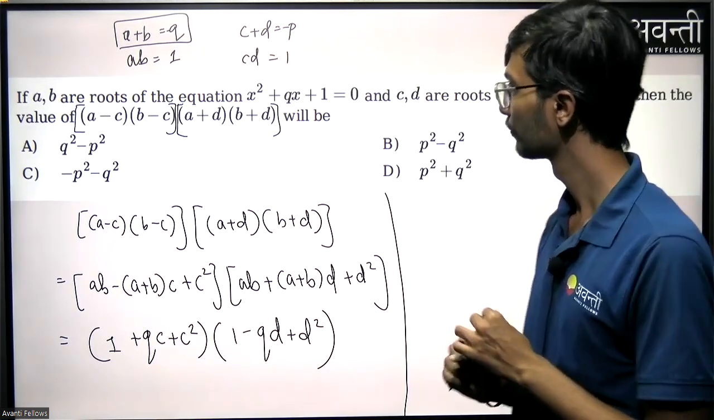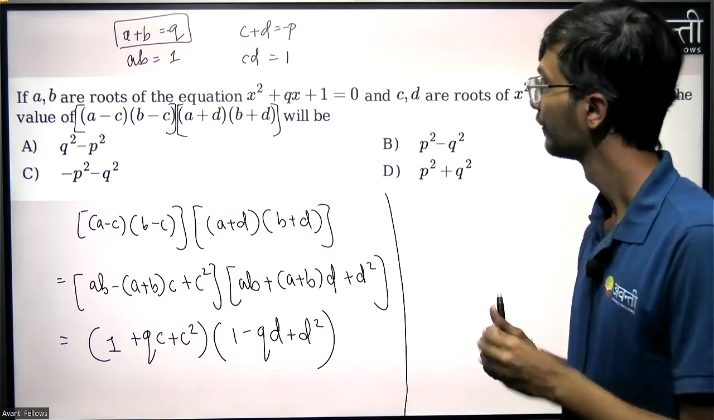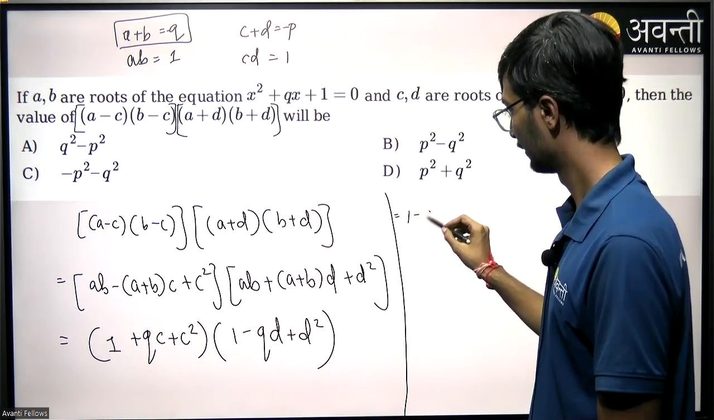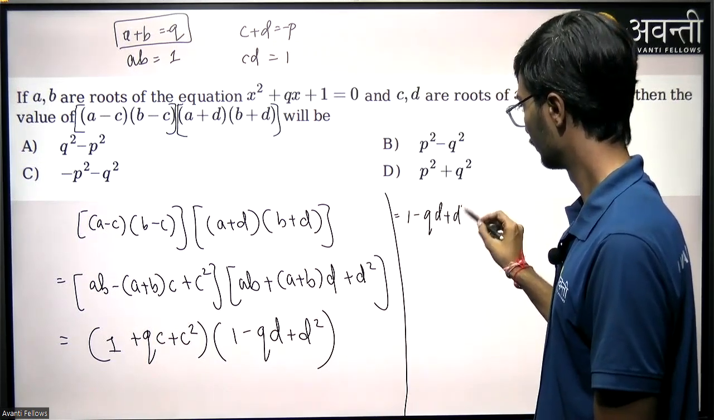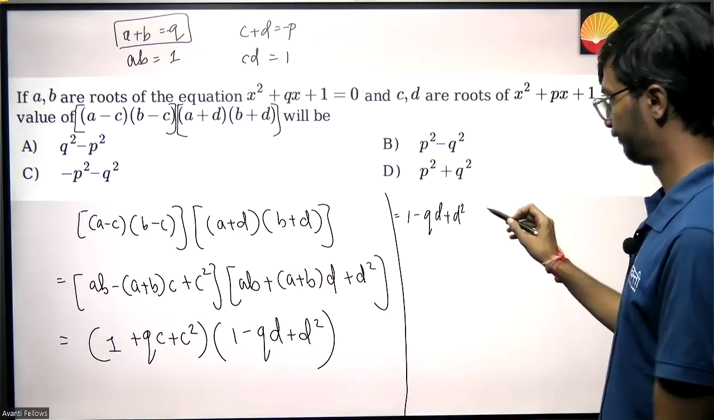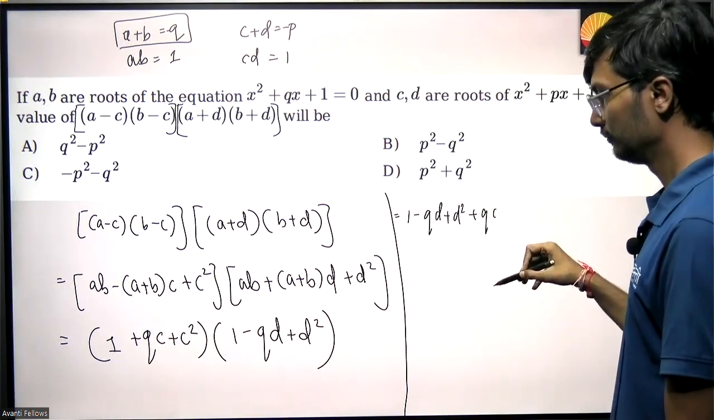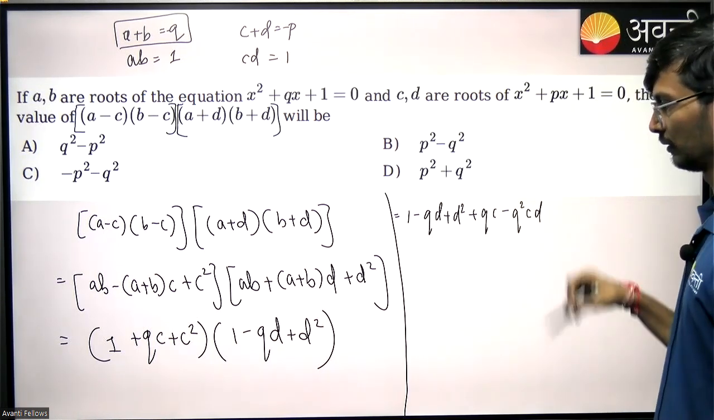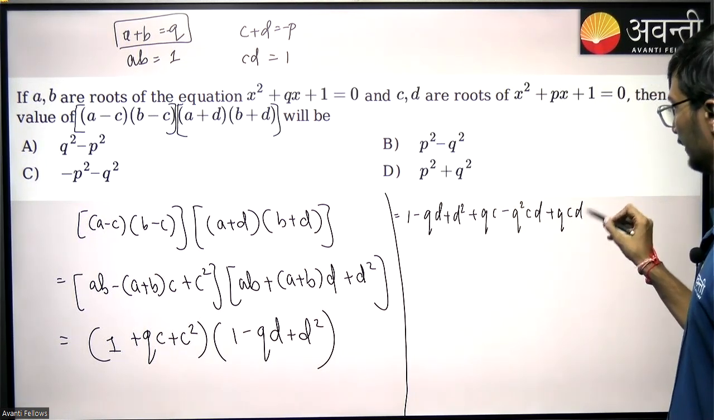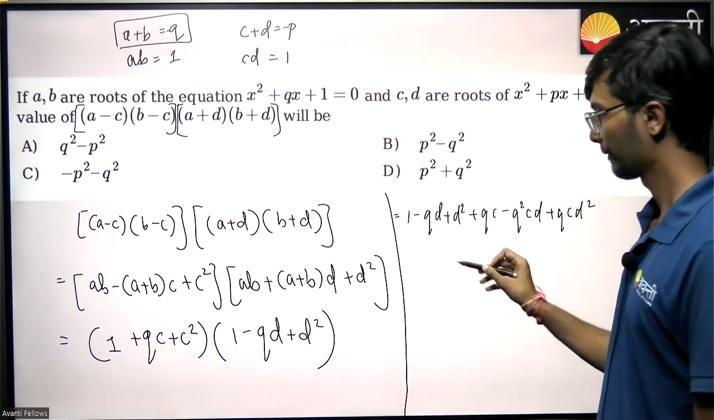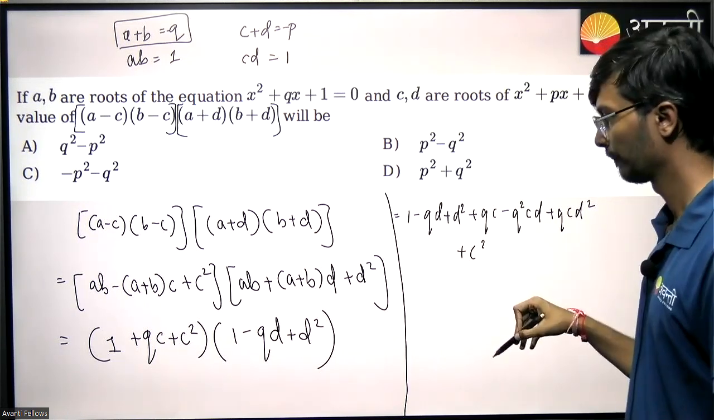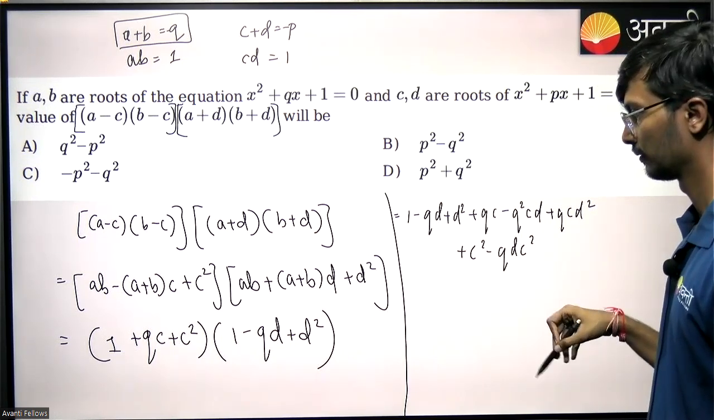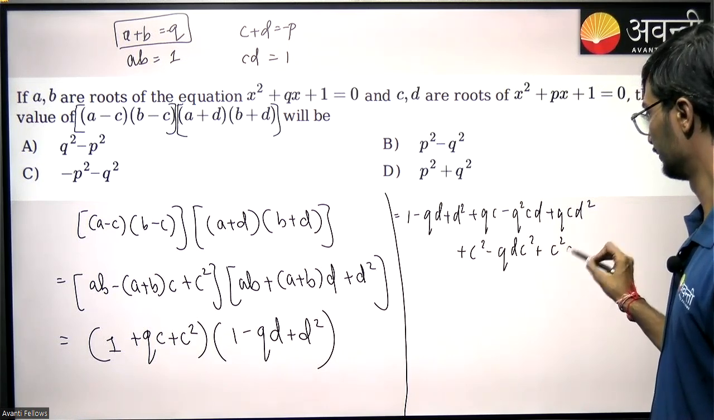Did we miss out something? No, right? Okay, let us multiply this. So I'll get 1 minus q into d plus d square, plus qc, minus q square cd, plus qc d square, plus c square, minus qdc square, plus c square d square.